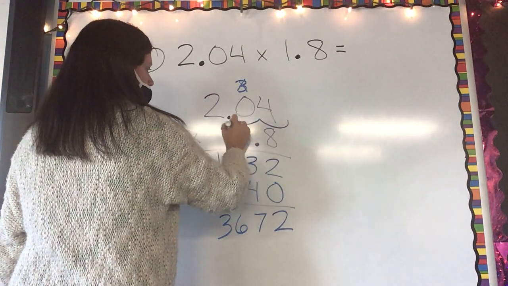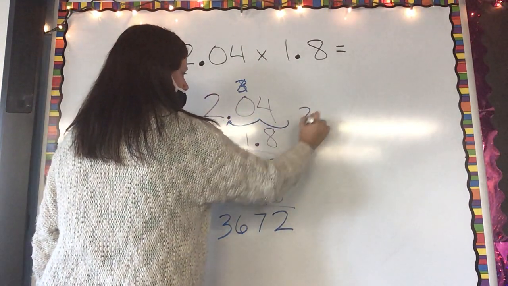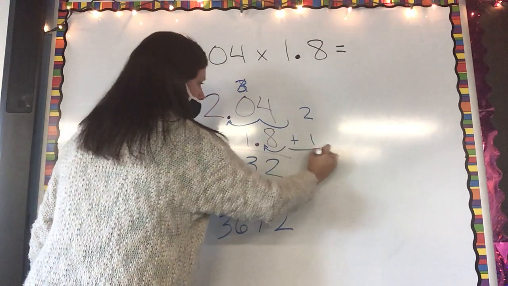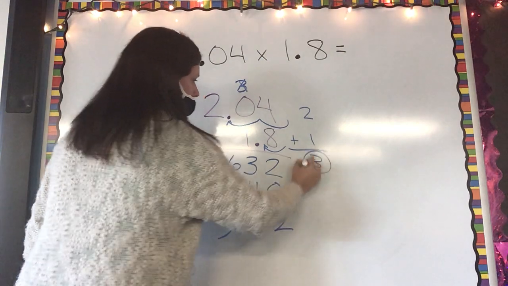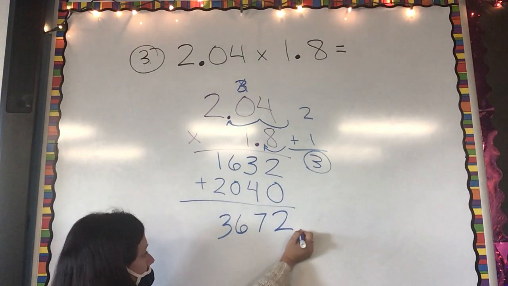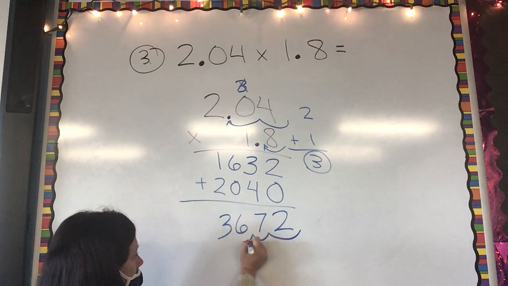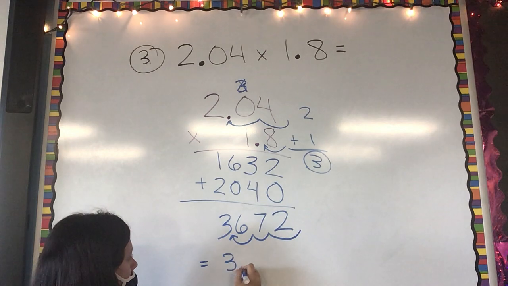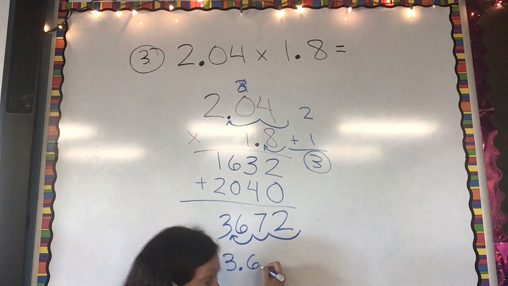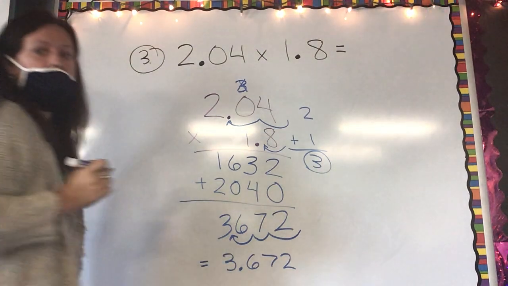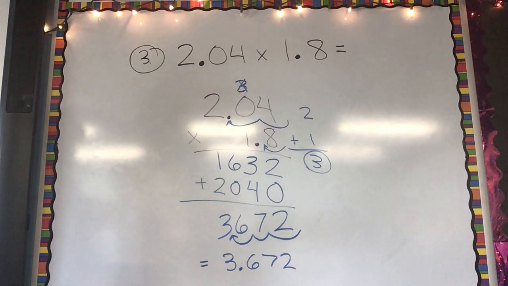1, 2, plus 1 gives me a total of 3 decimal places. So I'm going to come down here, starting at the right. 1, 2, 3. Give me a thumbs up if you got that correct.